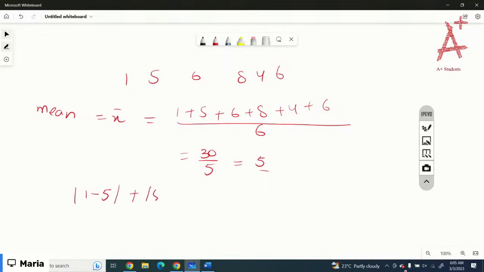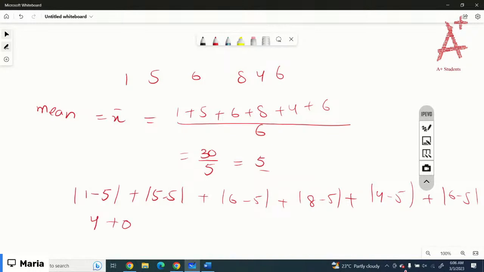1 minus 5 plus 5 minus 5 plus 6 minus 5 plus 8 minus 5 plus 4 minus 5 plus 6 minus 5. You have to take absolute values. That means no negative value. 1 minus 5 is negative 4, but the absolute value is positive 4. 5 minus 5 is 0. 6 minus 5 is 1. 8 minus 5 is 3. 4 minus 5 is 1. And 6 minus 5 is 1. Just add them up.